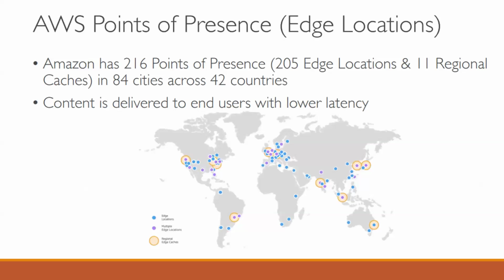Okay, AWS points of presence. Amazon has 216 points of presence: 205 edge locations and regional edge caches in 80 cities across 42 countries. Content delivery to end users with lower latency.